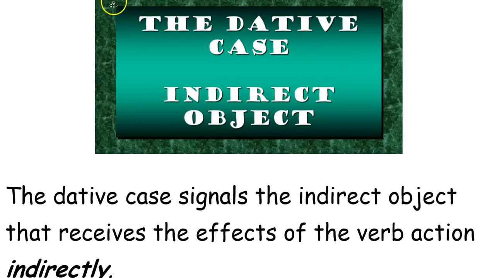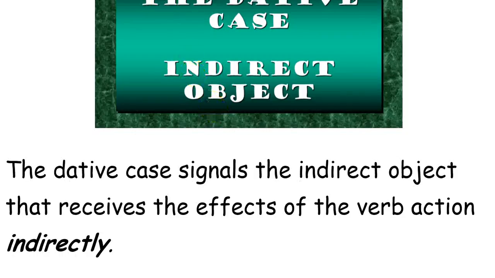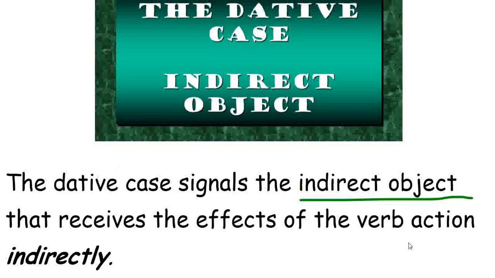The dative case, or the indirect object. The dative case, by definition, signals the indirect object, which receives the effects of the verb action indirectly. So in most sentences, right, you have your subject, which is the nominative case. You have your direct object, which is the accusative case. And now, the third one is the dative case, serving as the indirect object.